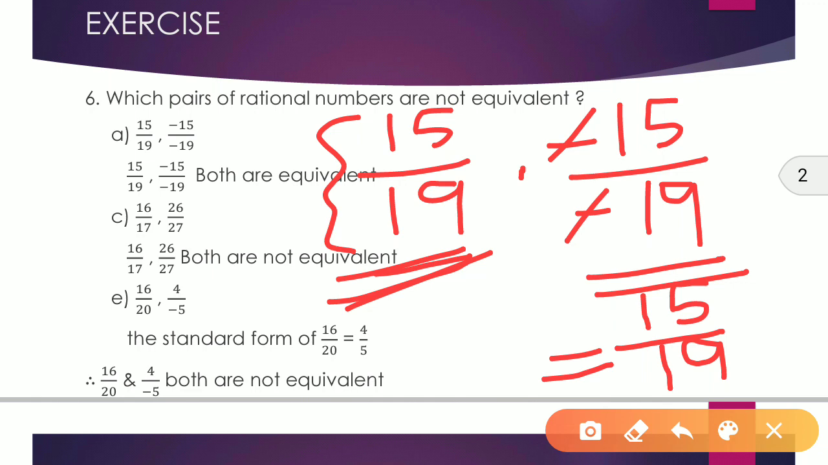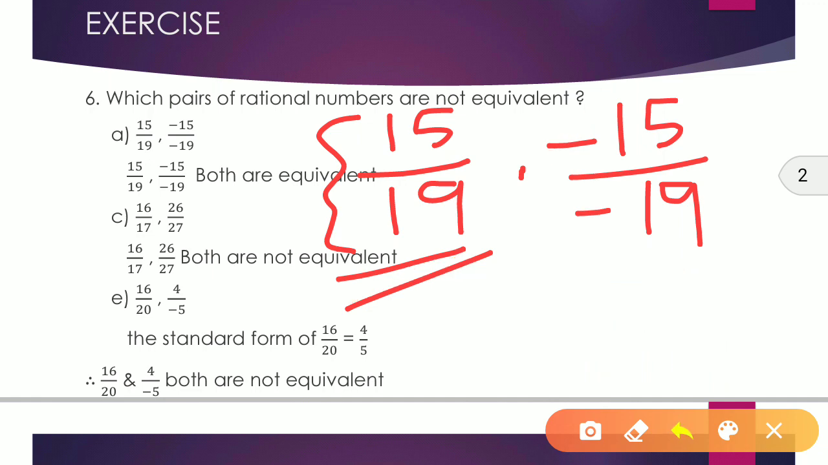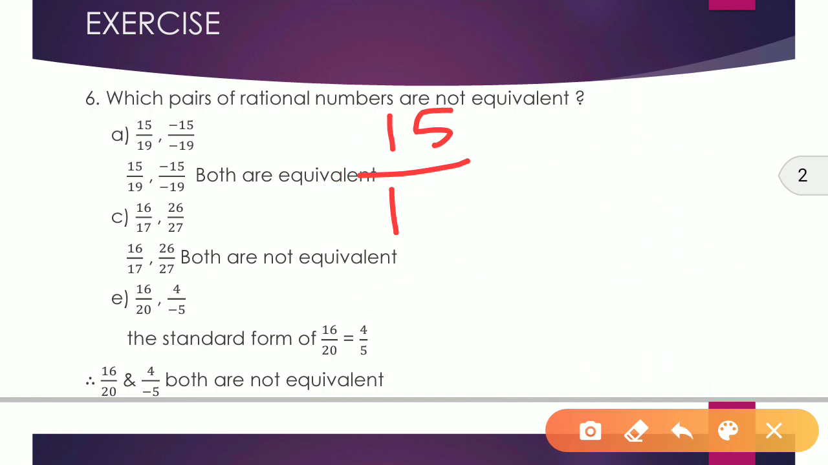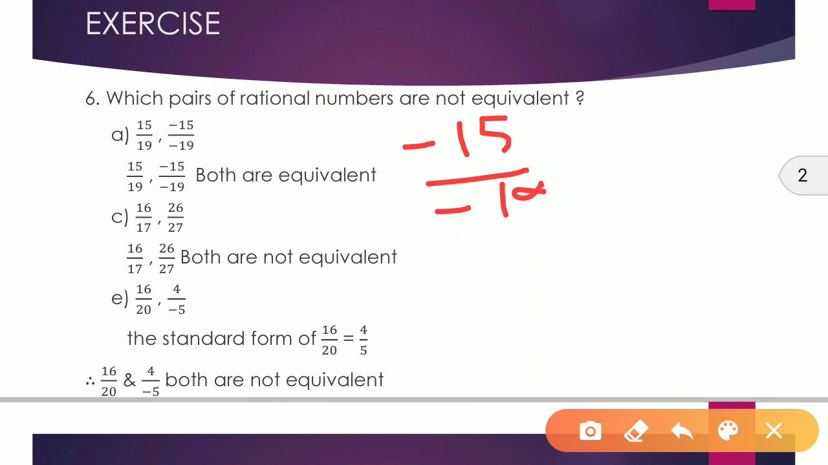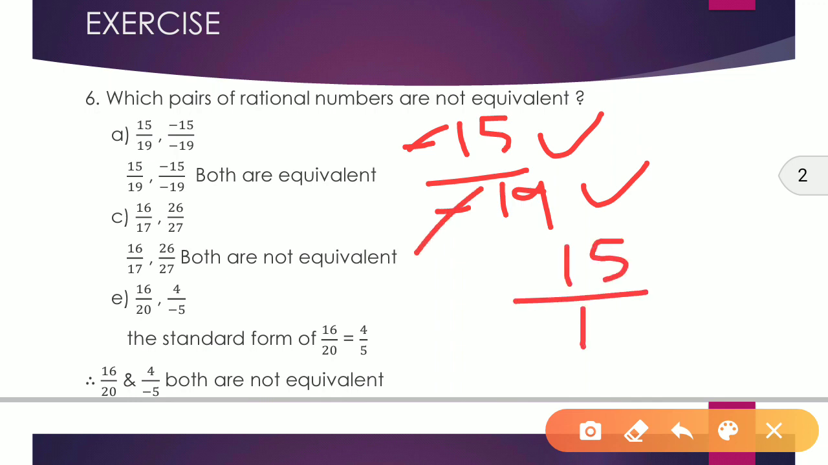Let us understand again. You have to find out whether the rational numbers are equivalent or not. First one is 15 by 19. You cannot simplify 15 by 19. Why? Because you cannot get the HCF of 15 and 19, as I have already discussed in the previous video. Second one is -15 by -19. We cannot simplify this number also, but we can cancel the negative sign. So this will convert into 15 by 19, which is equal to the first rational number. That's why we can say that both are equivalent.